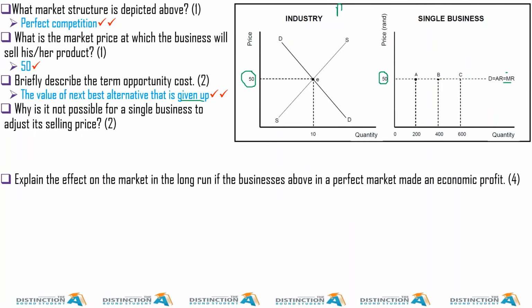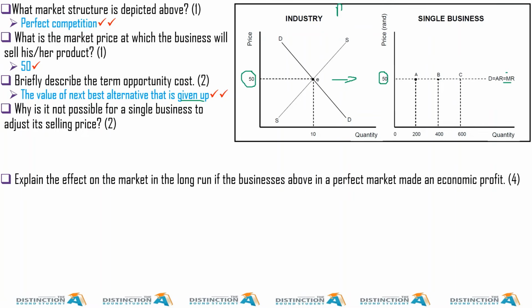Why is it not possible for a single business to adjust the selling price? Because you are just a drop in an ocean. The price is determined by market forces of demand and supply. And so you as an individual firm, you are a price taker. You are just a drop in the ocean. You can't influence price. And the other reason is firms have full knowledge. They know exactly where to get the same product for the right price, for 50 Rand.